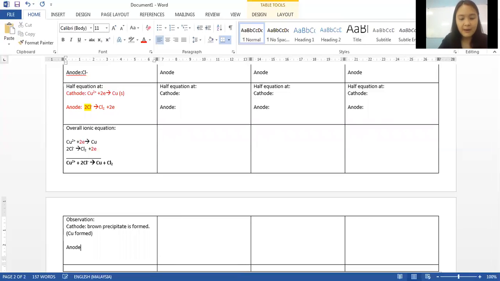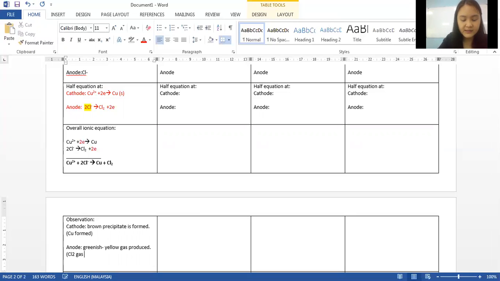All right, next, how about at anode? What do I see? Now at anode, what you realize is that you have discharged your chloride and it forms chlorine gas. So chlorine gas, we do a quick recap. Chlorine appears as gas and is greenish yellow in color. So what we see is that you have greenish yellow gas produced. And let's say if a question asks you, why a greenish yellow gas? Because chlorine gas is formed from the discharge process.